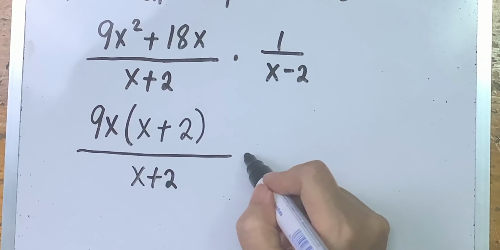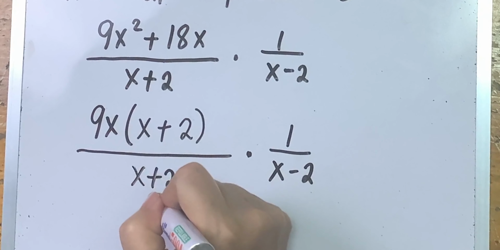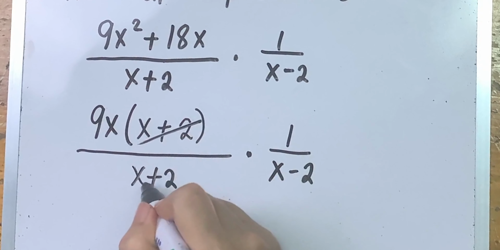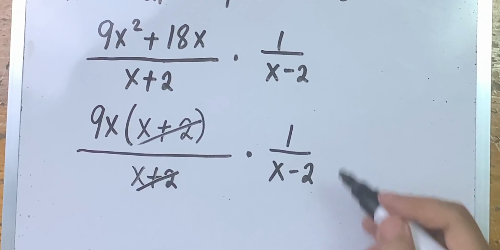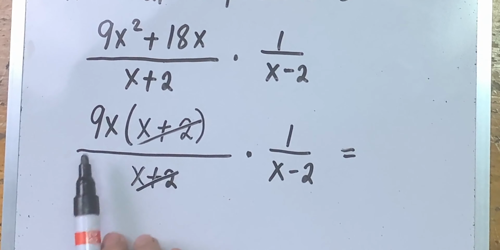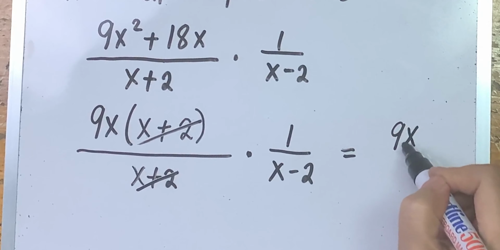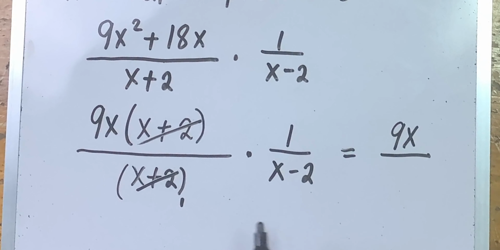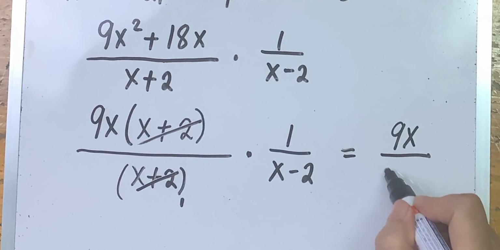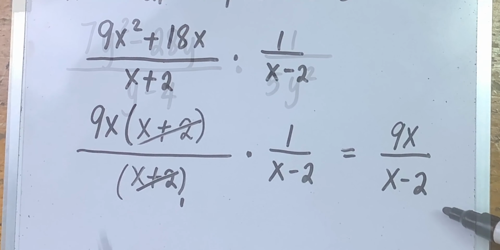You notice na x plus 2 is common to the numerator and denominator of this term, so we can cancel. And then let's see kung meron pa tayong pwede i-cancel. Wala na. So let's multiply 9x times 1. That will give us 9x over, okay, by the way, this one is simply 1. 1 times x minus 2 is simply x minus 2. So this is our final answer.